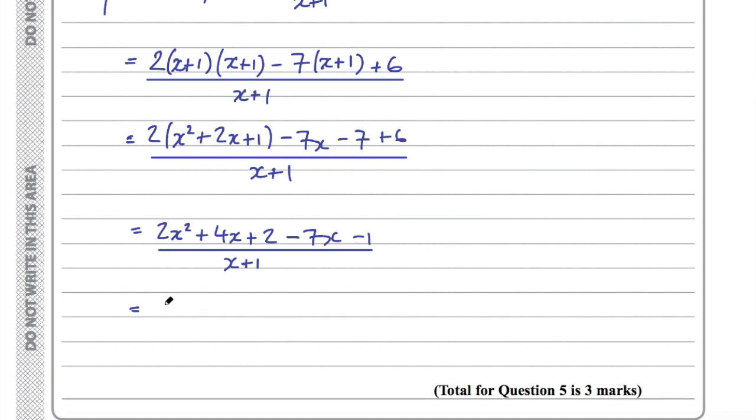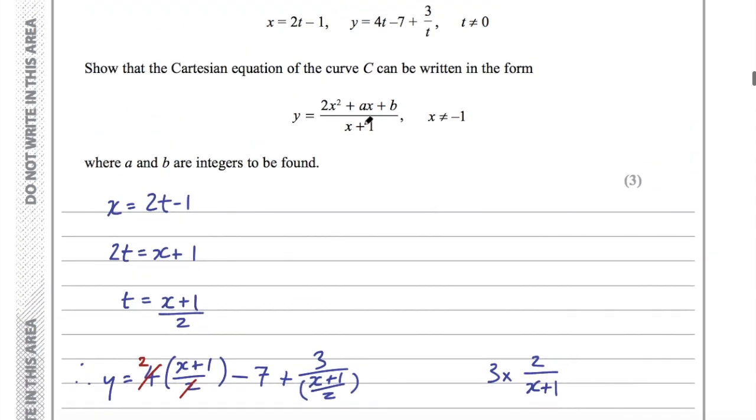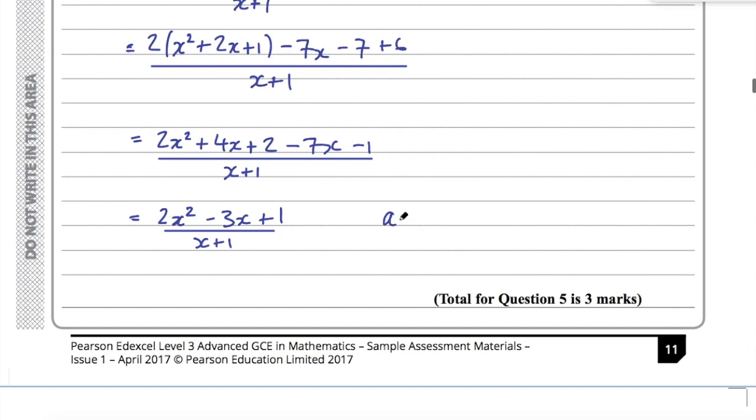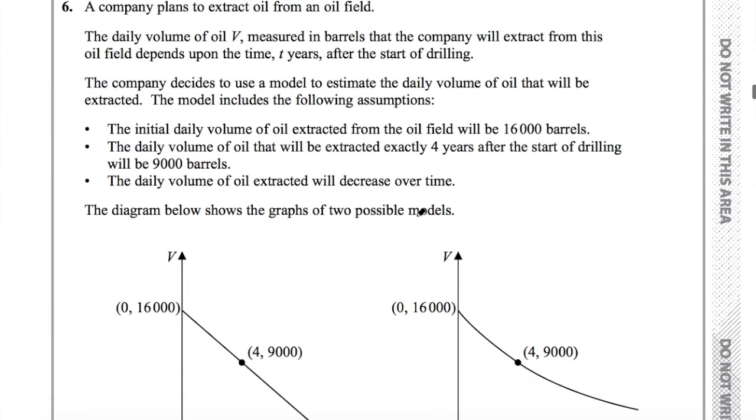And let's keep going. So that 2x squared is still the same. 4x minus 7x, that's minus 3x. And 2 minus 1, that is plus 1, all over x plus 1. And I think we're about there. So let's have a look again. We needed 2x squared plus ax plus b, and we need to give values for a and b. So a in this case is minus 3. So a equals minus 3, and b equals 1. That was question 5 for 3 marks.